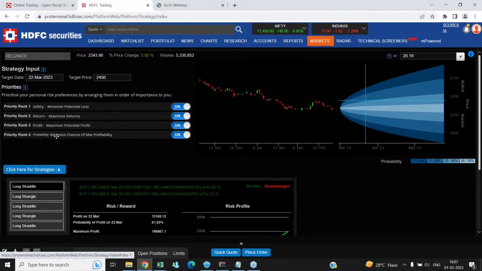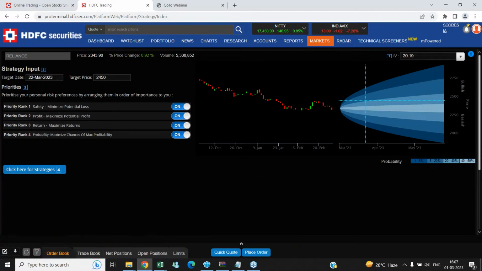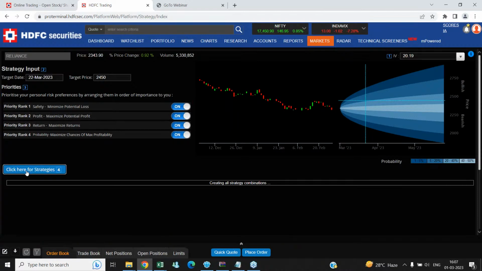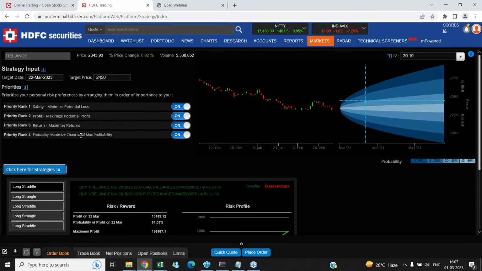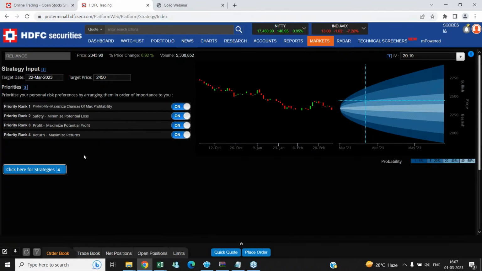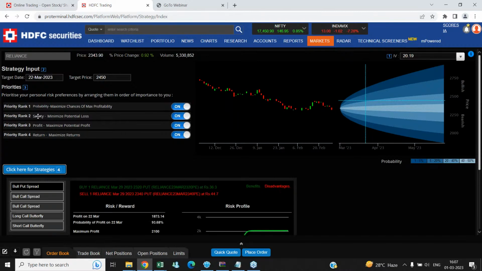Now if you want to toggle based upon the priority rank, suppose your first priority is safety and your second priority is profit, you can just toggle the priority rank and then click on Strategies. Based upon the priority, you will be given the strategies. If the probability of maximum profit is my priority, I select that as my rank one, and if I click on Strategies, it will showcase different strategies based upon the priority I set. So it's a very interesting tool.